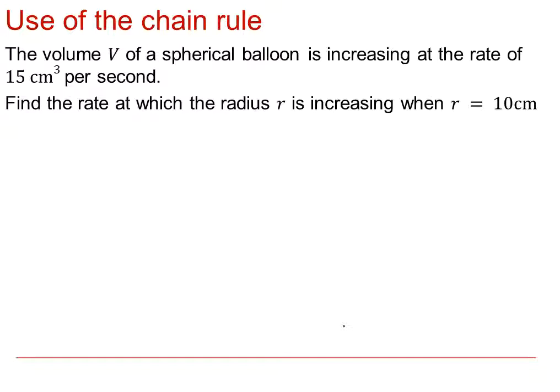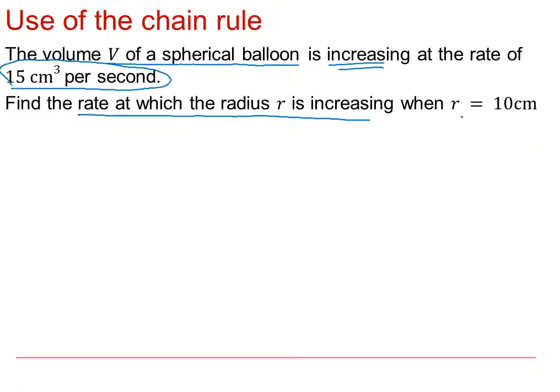Some questions will involve the use of the chain rule. For example here, the volume V of a spherical balloon is increasing at a rate of 15 centimeters cubed per second. We want to find the rate at which the radius is increasing when the radius is 10 centimeters.